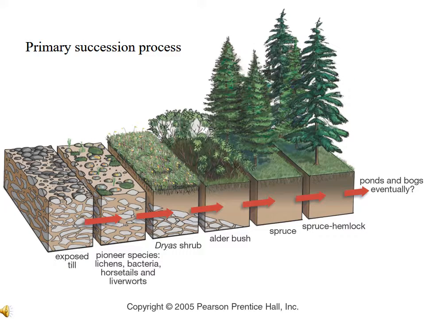Primary succession process. Let's say that to your left we have a disaster that completely wipes out all of the flora and fauna, which is all living things. Land is exposed. The land has virtually no soil. What happens next? What happens next is pioneer species come in. These species may be lichens, bacteria, liverworts, horsetails, whatever. But these organisms are able to survive with minimal soil.